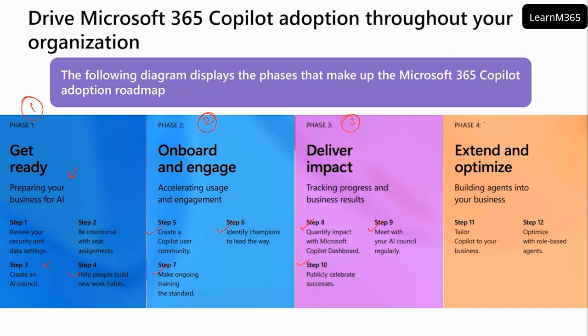Then we have the fourth phase. Let's assume our Copilot for Microsoft 365 is working as expected. Now, what is the next thing? We want to achieve more. We want to add more extra capabilities to this. We want to extend this. So we have the fourth phase, extend and optimize. Building agents into your business. Now we will set up our own Copilot agents as per our organization's requirements. So it says tailor Copilot to your business and optimize with role-based agents, okay, to perform the automation.